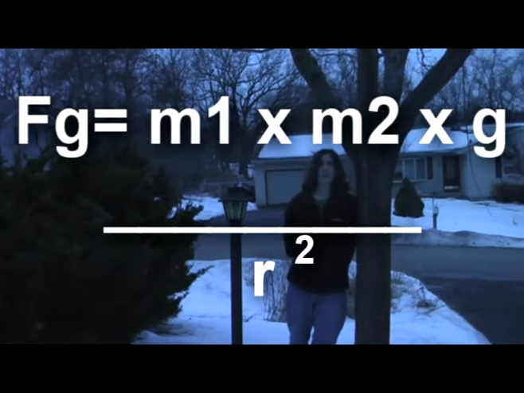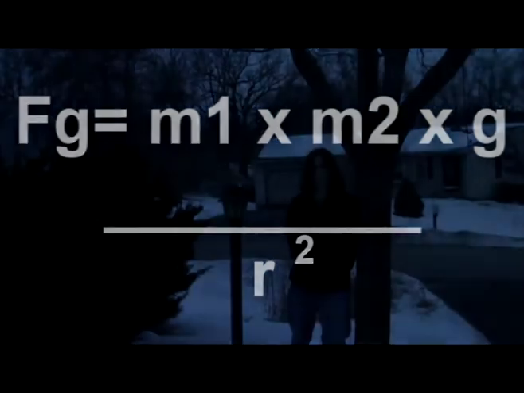You just square how far apart the objects are. R stands for that distance, not radius. Sorry, geometry students.